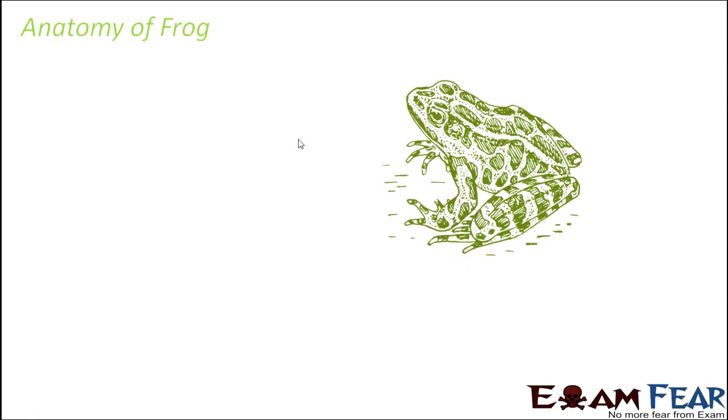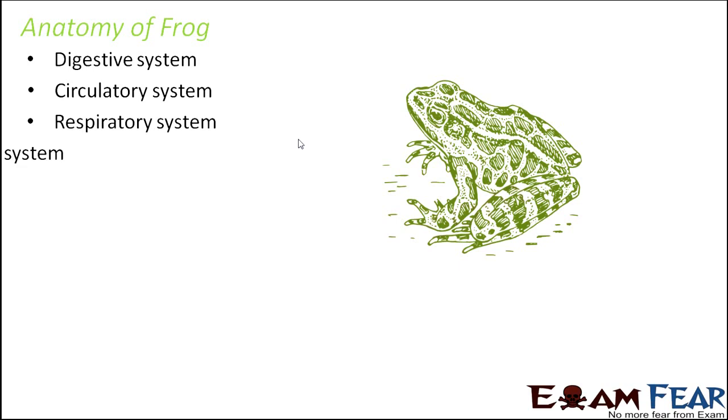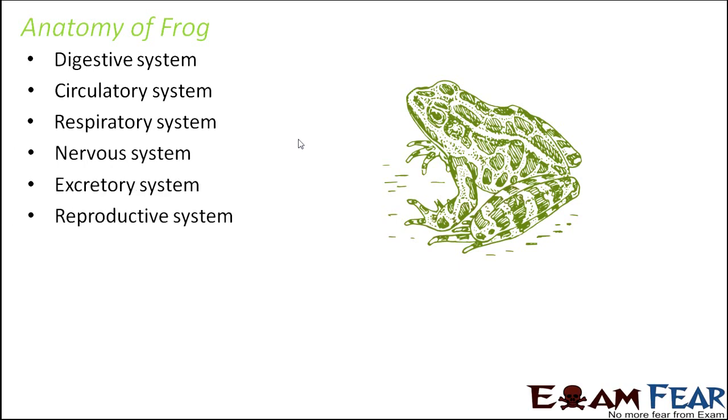So with this we end our discussion on the morphology of frog, because talking about morphology we'll only talk about the external features, and I already spoke about everything that is visible from outside. So now let us talk about the anatomy of frog. What are the life processes taking place inside the body of a frog? So here we will talk about the different organ systems. So we'll specifically talk about digestive system, circulatory system, respiratory system, nervous system, excretory system and reproductive system.